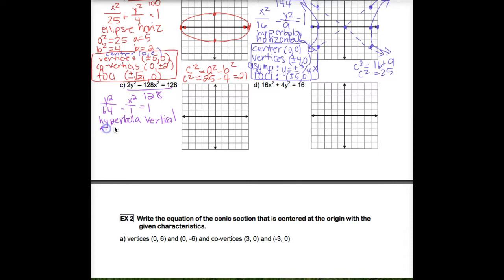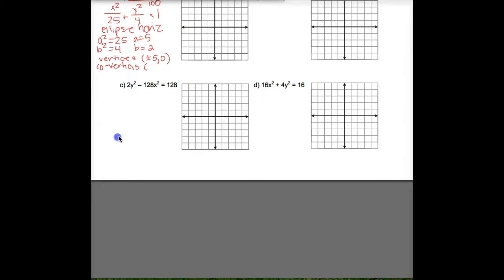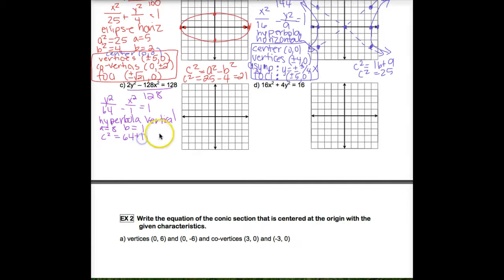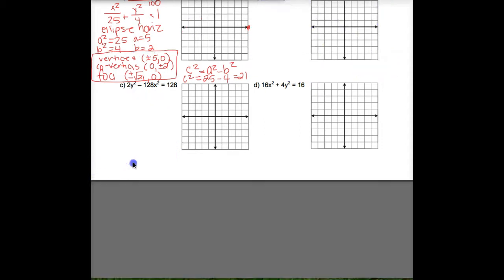And a is going to be 8, b is going to be 1, because those are the square roots here. If I do c squared equals a squared plus b squared, I get c squared to be 65, which means that c is radical 65. So that should give me all the info I need. My center is at 0, 0. My vertices are going to be on the y-axis. So it's going to be 0 plus and minus 8. My foci are going to be at 0 plus and minus radical 65.